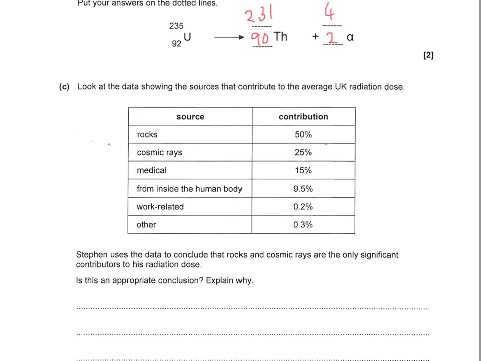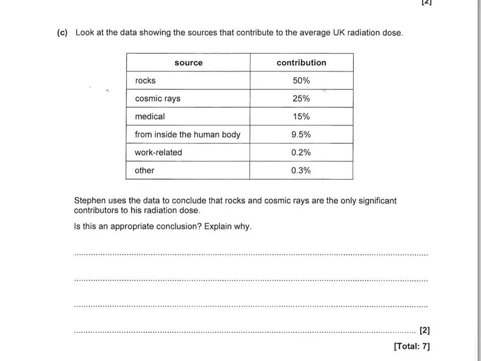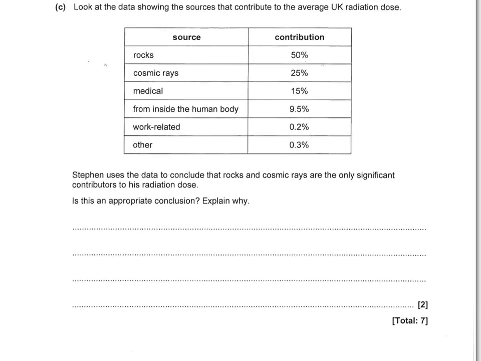Look at the data showing the sources that contribute to the average UK radiation dose. Stephen uses the data to conclude that rocks and cosmic rays are the only significant contributors to his radiation dose. Is this an appropriate conclusion? Explain why. So you can say no, because medical and radon from inside the human body are not that much smaller. And you can say no because the data is an average and Stephen could have a particular medical condition or job. So those 2 points are for those 2 marks.